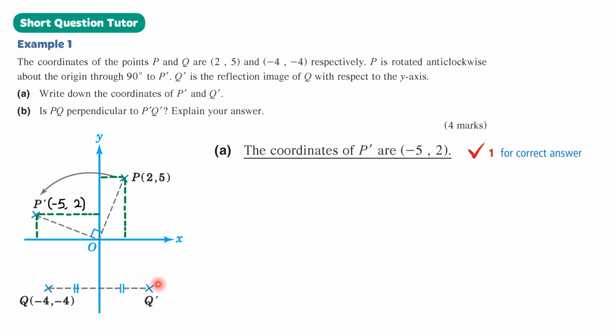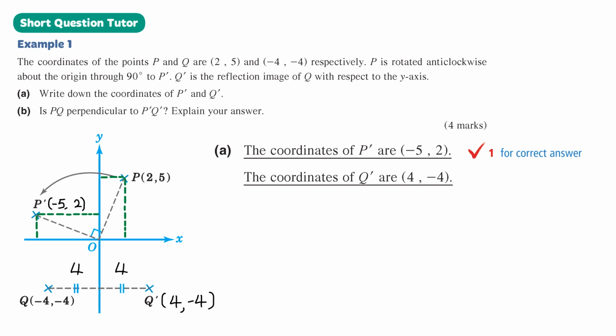Q' is the image of Q reflected in the y-axis. It has the same y-coordinate as Q, -4. The distance between Q and the y-axis is the same as the distance between Q' and the y-axis, that is 4. As a result, the coordinates of Q' are (4, -4). 1 mark for the correct answer.